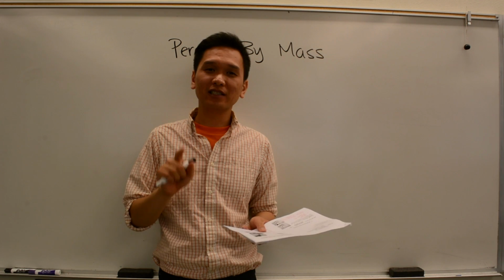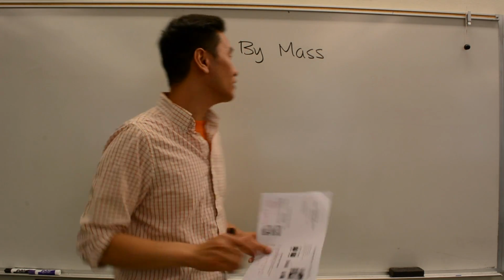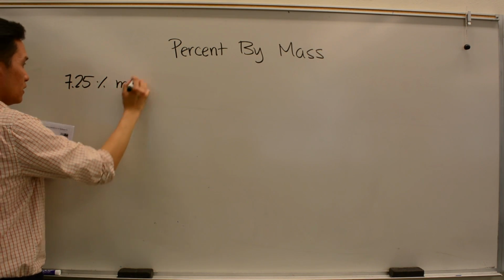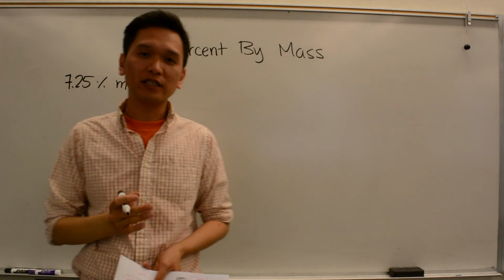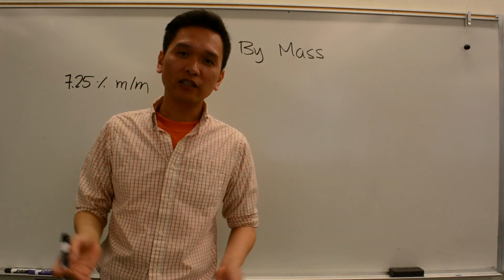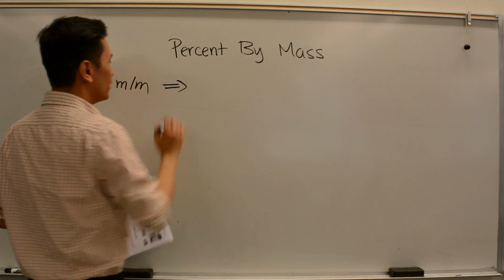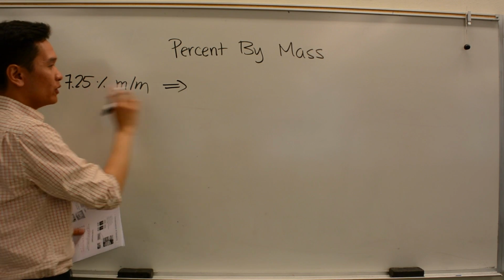Remember that the concentration can be written as a conversion factor. So for example, if I'm given that the percentage is 7.25% mass over mass, how do I write that as a conversion factor? You can write that as 7.25.